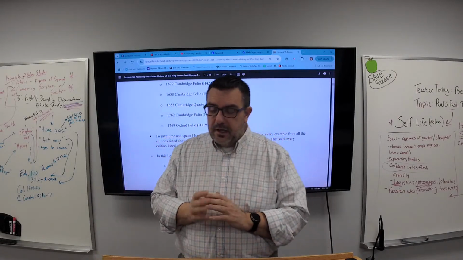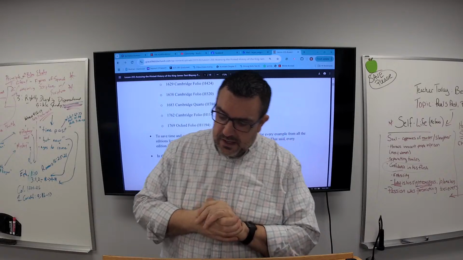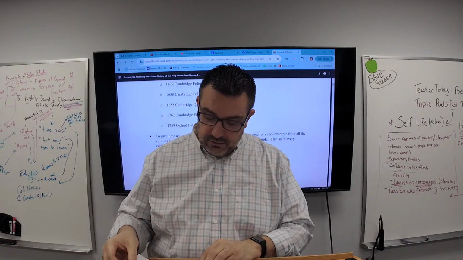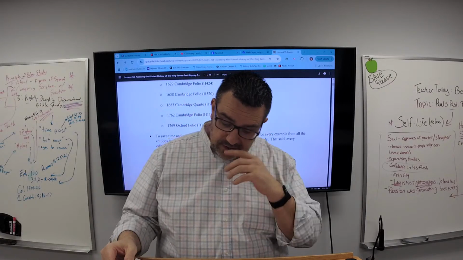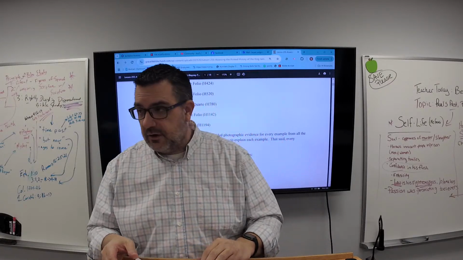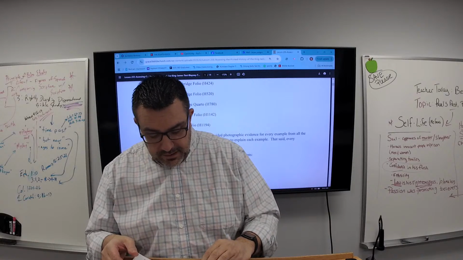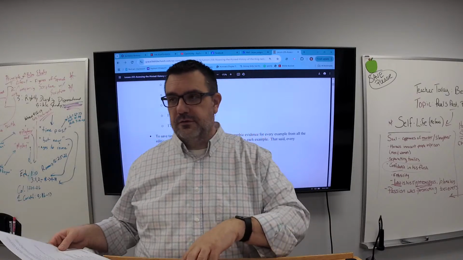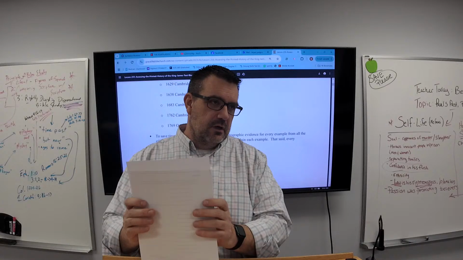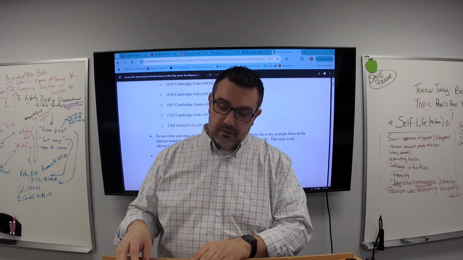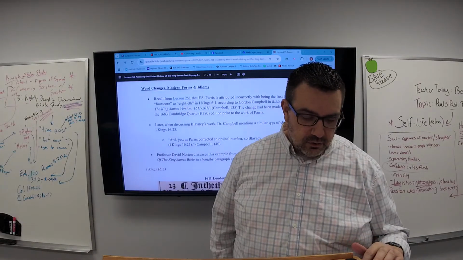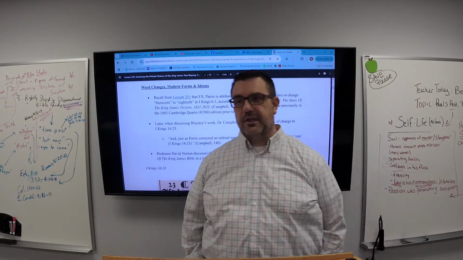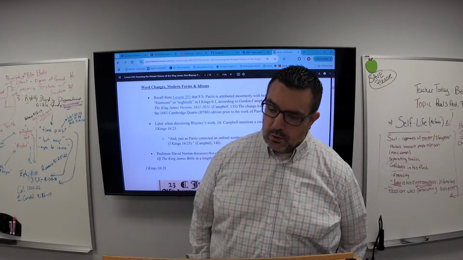So what are we going to be looking at in this lesson? We're going to consider the following additional points. First, word changes, modern forms, and idioms. Second, changes in the use of definite articles. And third, apostrophes and possessive forms. Those are the 3 categories of revisions that we're going to be looking at in this particular lesson. So if you go to page 2, we start talking about our first category, which is word changes, modern forms, and idioms.